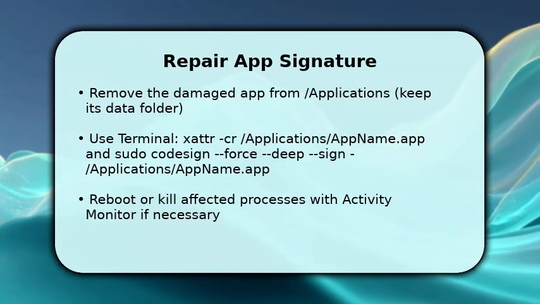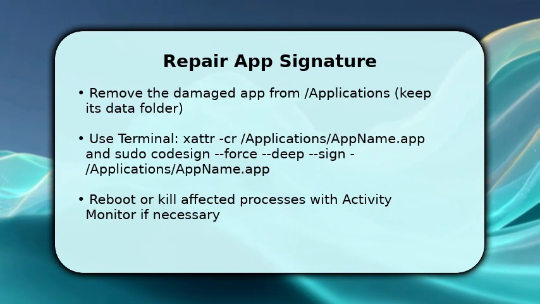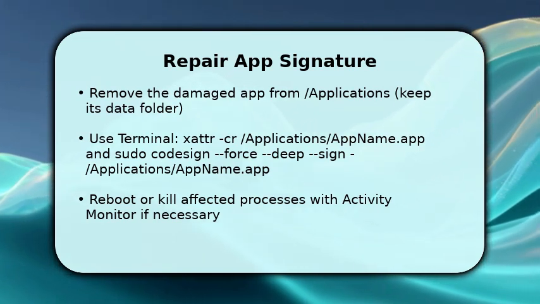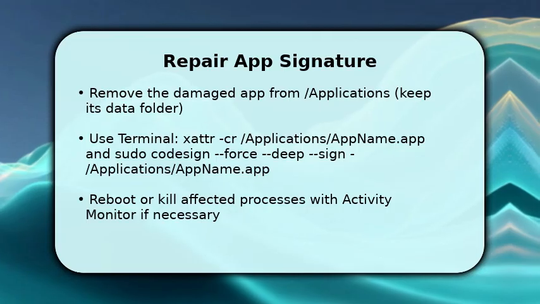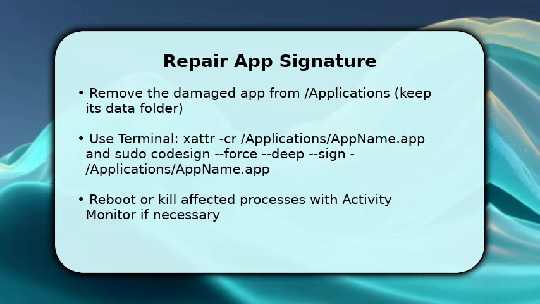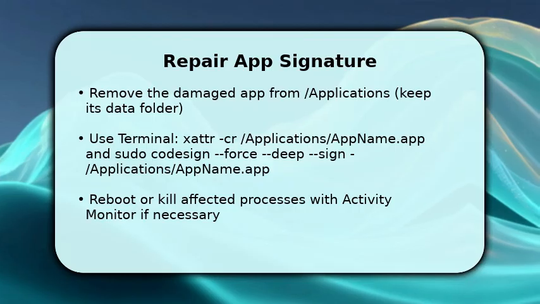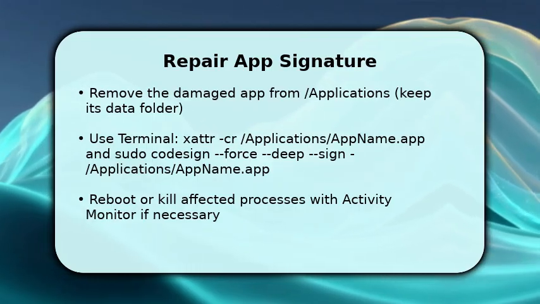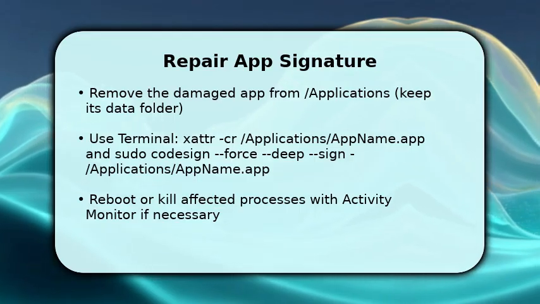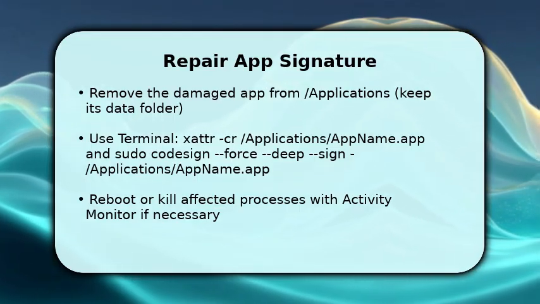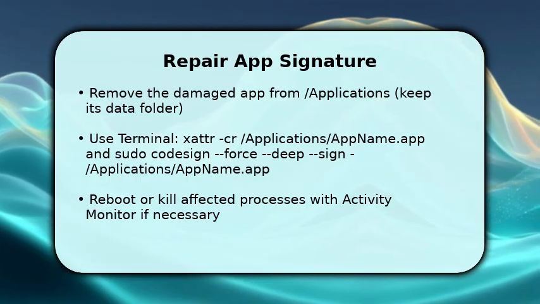Next, you'll remove the damaged bundle but preserve user data, because replacing the app is safer than repairing in place. Drag the app to Trash from /Applications, then open Terminal and run xattr -cr to clear extended attributes that break launches. After that, re-sign the bundle with codesign --force --deep --sign to rebuild a usable signature. This fixes corrupted signatures quickly.